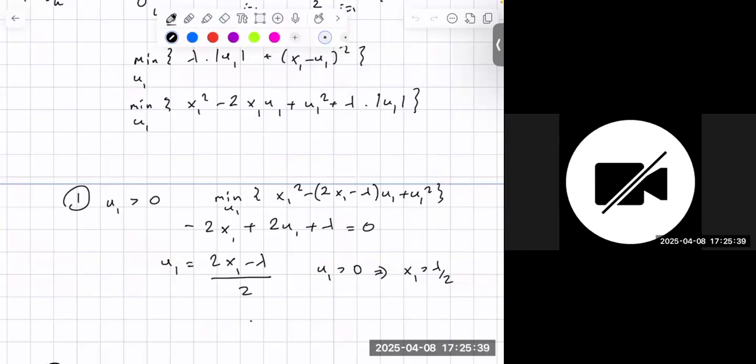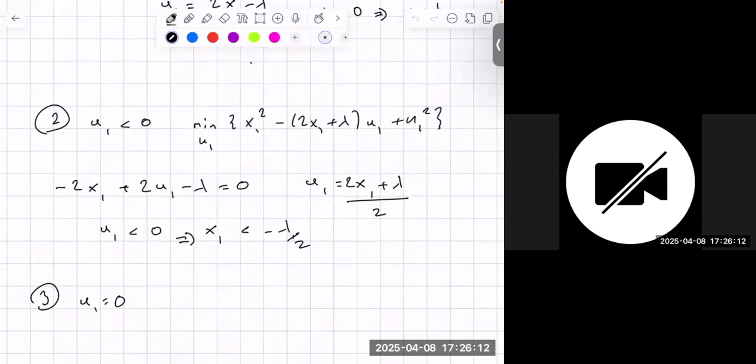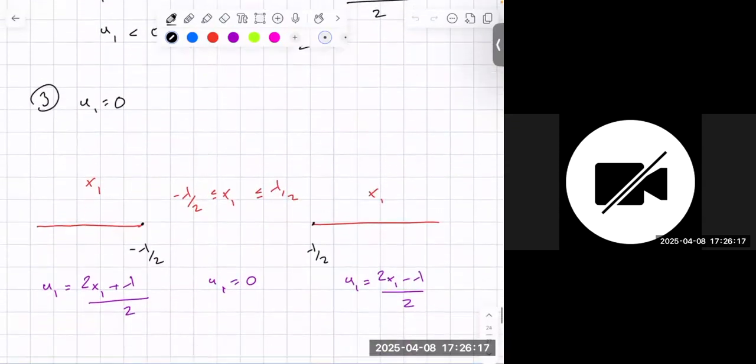Okay. And then you look at the negative one, you do the same story, do your calculus, find the optimal closed form. And if you're looking at a negative assignment for the first coordinate, apparently it comes about as follows. 2 times your first coordinate, x1, plus your penalization lambda, divided by 2. And this has got to be negative now, which means your first coordinate was supposed to be less than minus lambda over 2. And the third option is your U1 is neither negative nor positive, it's just 0. That's the third option. Let me summarize what you get out of this with a picture.